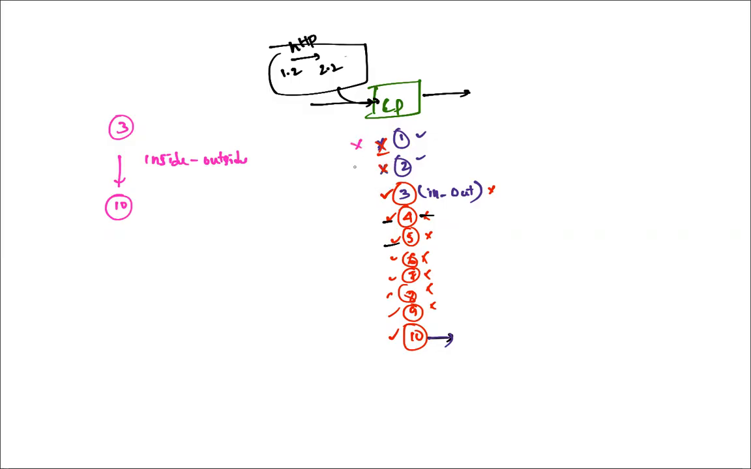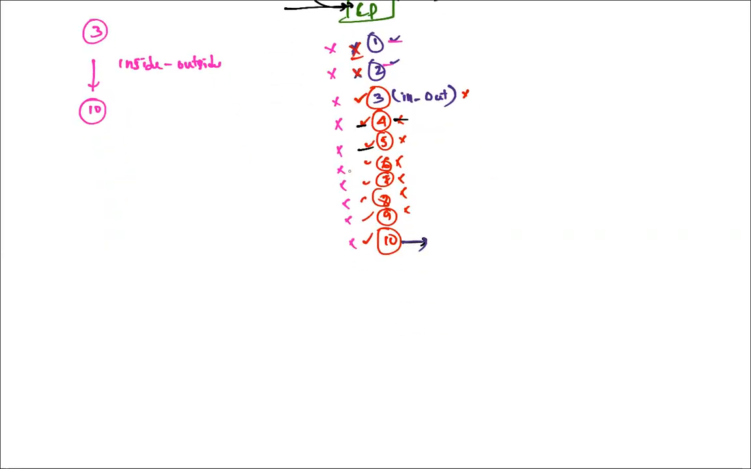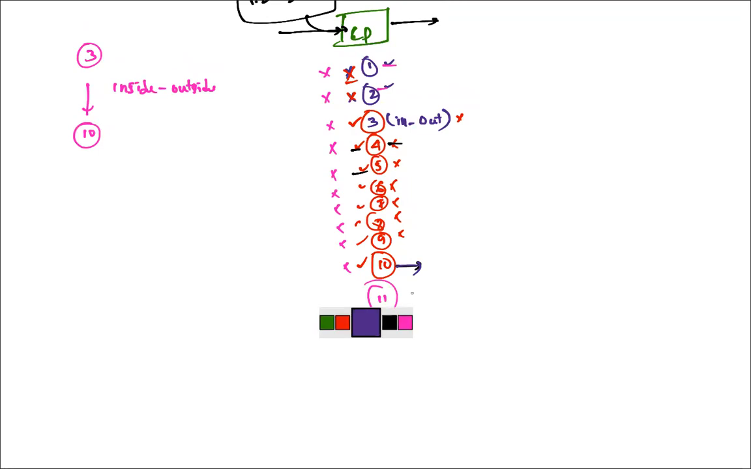The firewall checks, and the direction doesn't match, because none of these are inside to DMZ, right? So all these rules will fail by seeing the direction. The firewall processes one by one, and the direction doesn't match. So finally, when it sees the 11th rule, that is where it finds the direction match, and the traffic is coming from inside to DMZ.